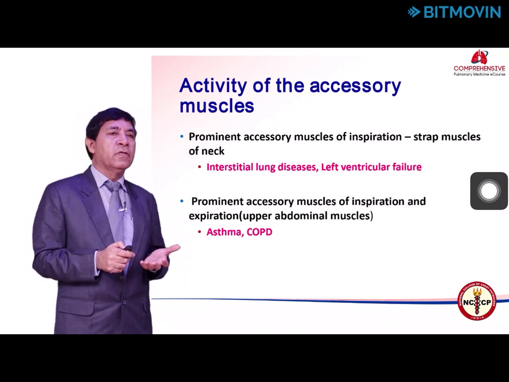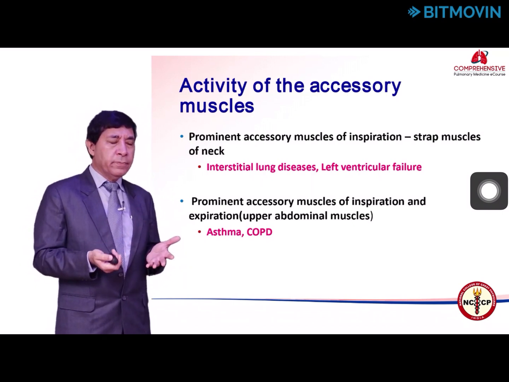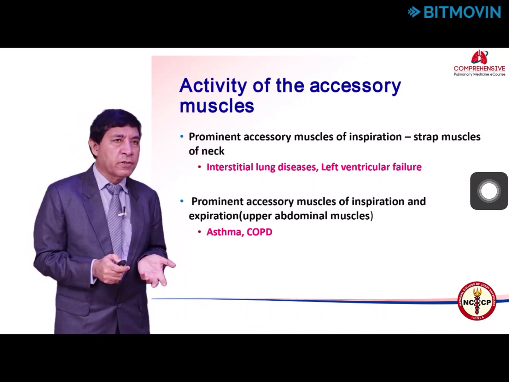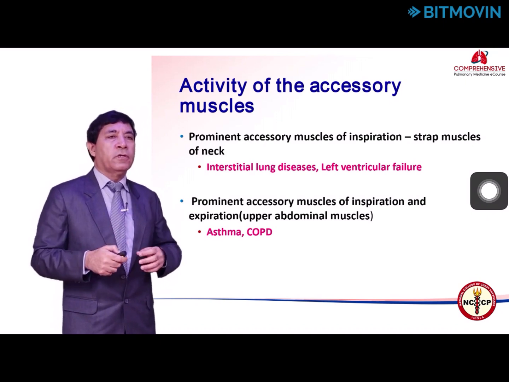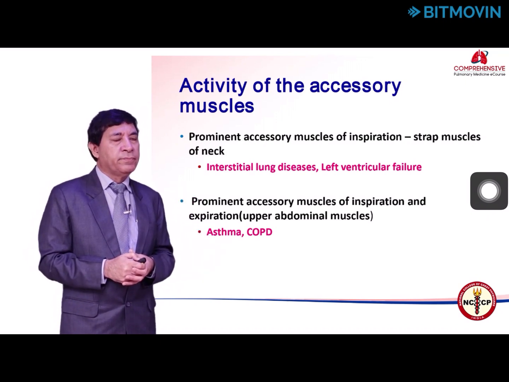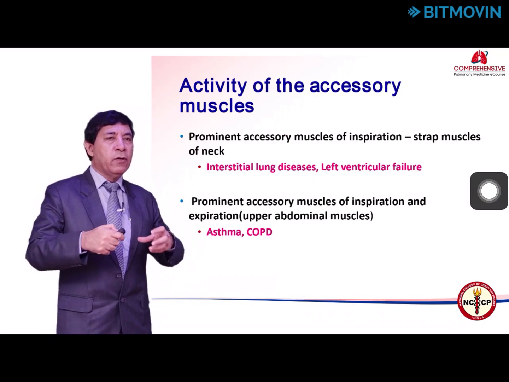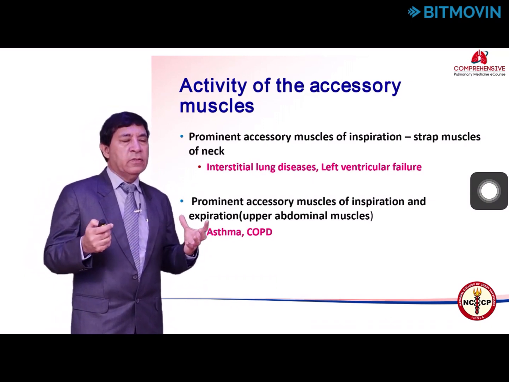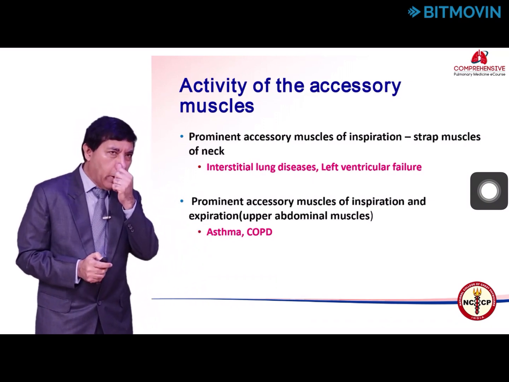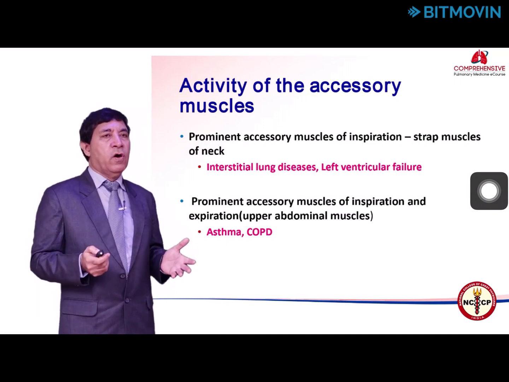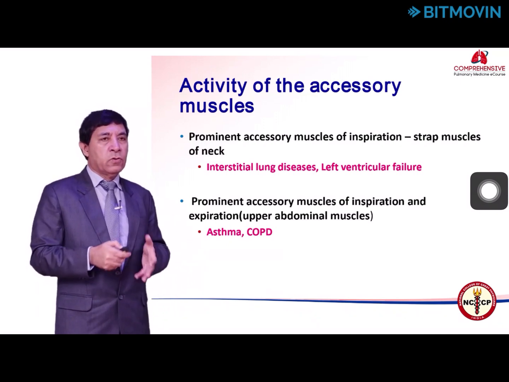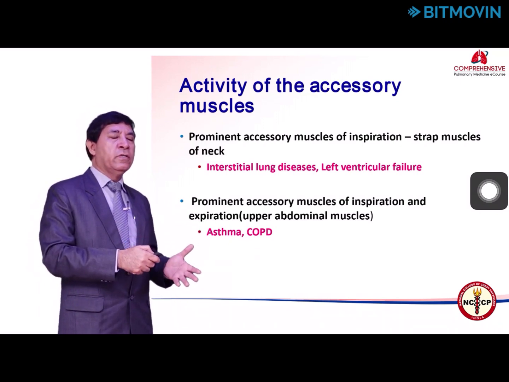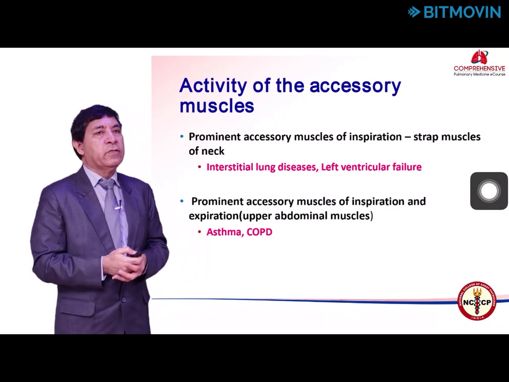Now most of the patients with asthma and COPD, when they have airflow obstruction, to overcome this obstruction, they develop hyperinflation. And by hyperinflation, they tend to open up their airways, and this hyperinflation leads to a fall in the compliance of the chest wall as well as the lung. So this resistive load is actually converted into elastic load.